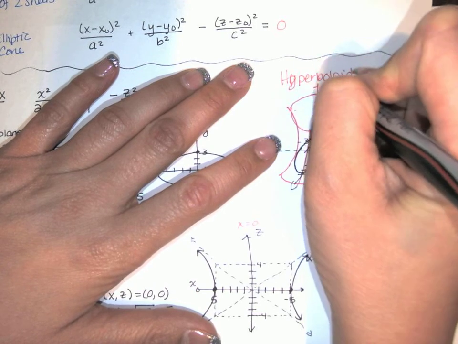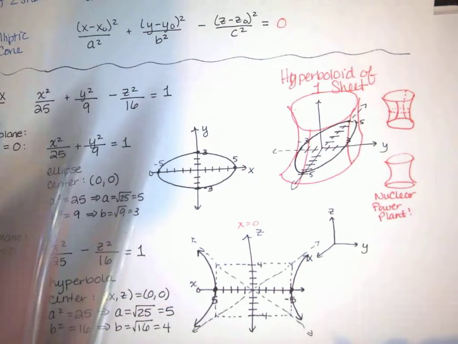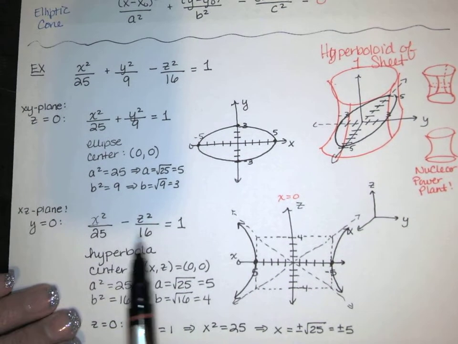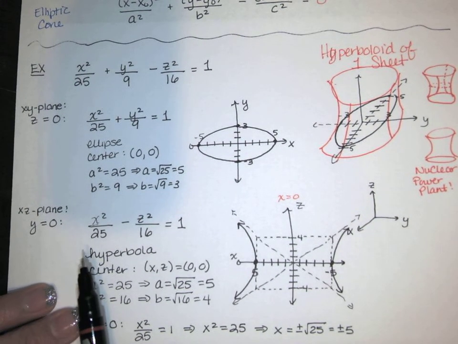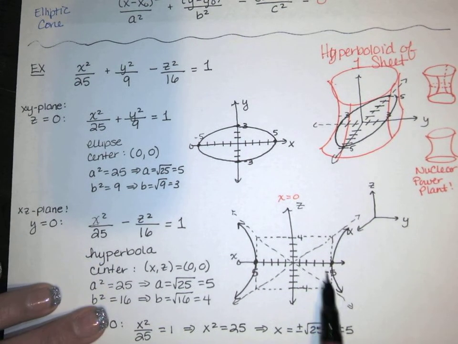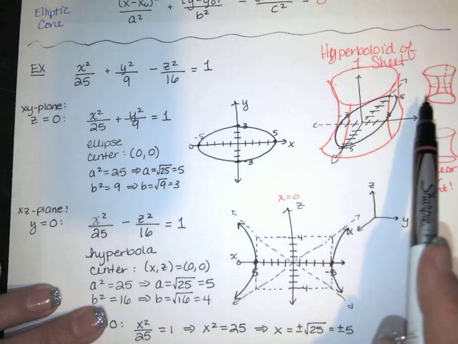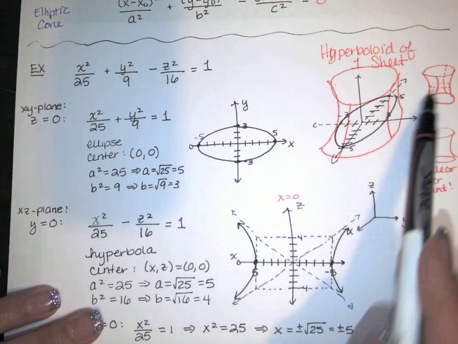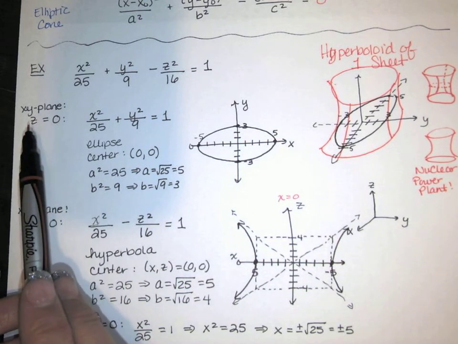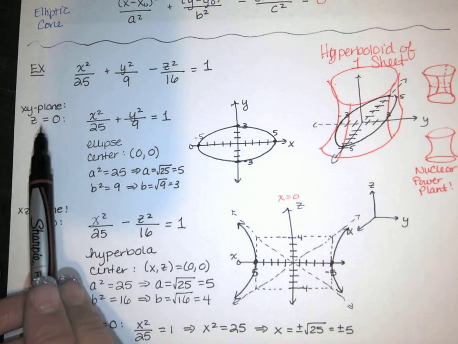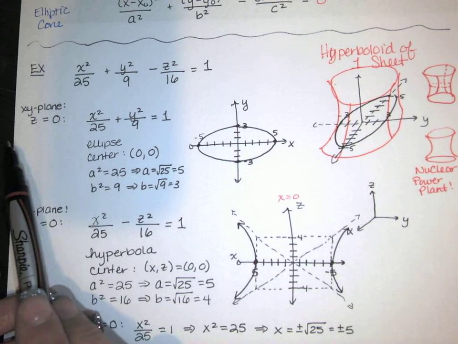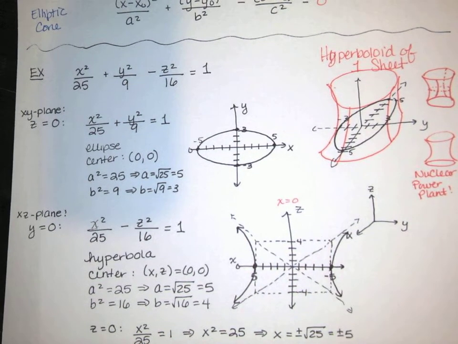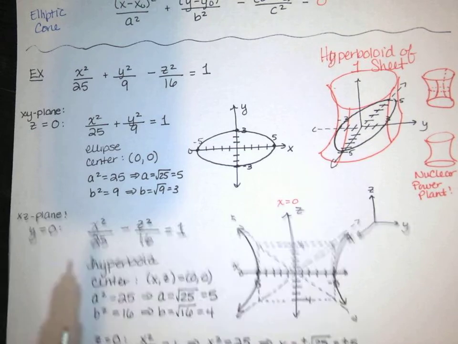Of one sheet. And notice the cross sections in 2 planes, in the y equals 0 plane and the x equals 0 plane, are hyperbolas that open like this. So we've got hyperbolas one way, hyperbolas another way, and then we've got ellipses parallel to the xy plane, or where z is equal to 0, or wherever z is equal to a constant. If we slice that way, we're going to have a bunch of ellipses. Okay, so that's hyperboloid of one sheet.